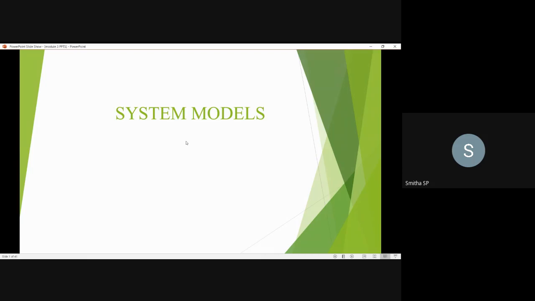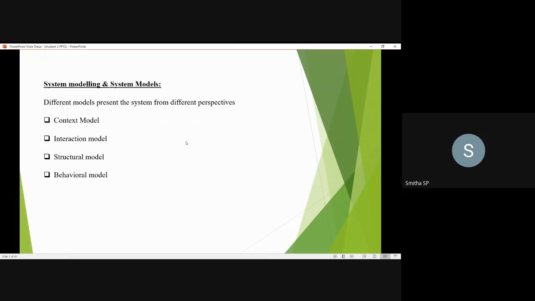Because system models are used to communicate with the customers. There are different kinds of system models. Different models present the system from different perspectives, such as context model, interaction model, structural model, and behavioral model. Among these, firstly, we are going to discuss the context model.